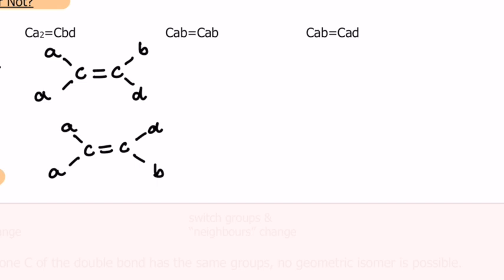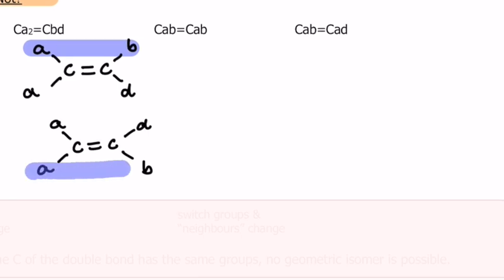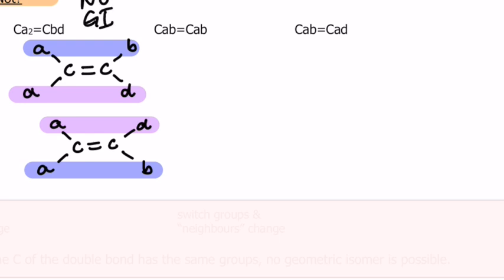Who were neighbors the first time? We had A and B as neighbors. Okay, but I again have A and B as neighbors on this side. I had A and D as neighbors and I still have A and D as neighbors. So even though I switched the groups, the neighbors did not change, which means you do not have a different molecule. This is still the same molecule, and we say no geometric isomerism possible.